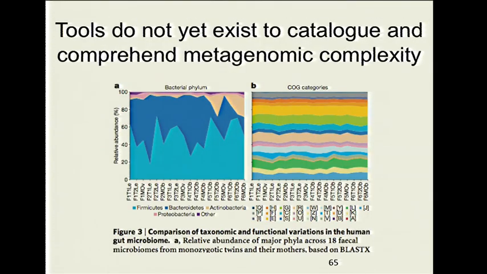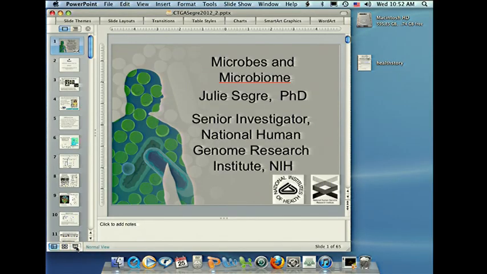But in terms of the human genome, we really still need some computational tools. Not if you're looking for one gene, but if you're looking at the whole classification, how would you really deal with metagenomic complexity? That is just very much an open question.